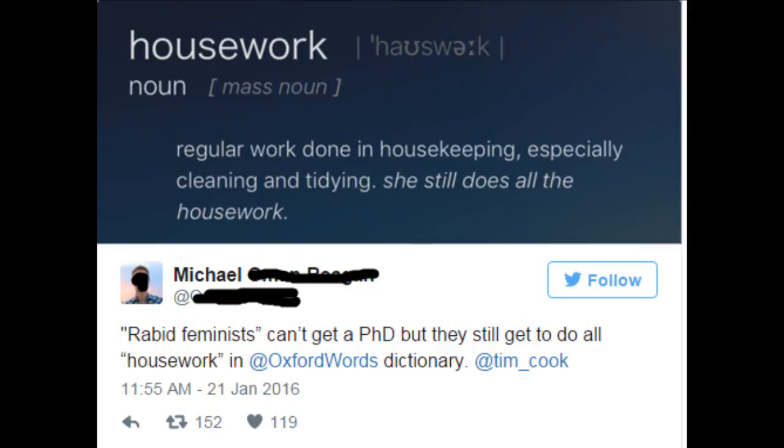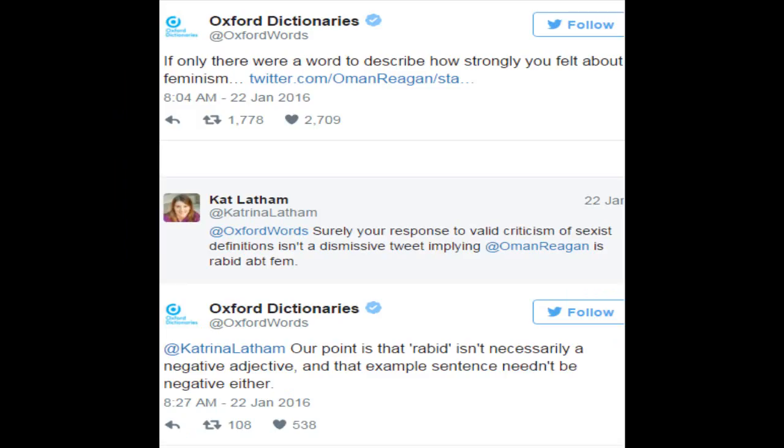Yeah, hopefully. Let's go ahead and take a look at this. Okay, Oxford replied: "If only there were a word to describe how strongly you felt about feminism." I kind of just want to clap Oxford here, because at least they're not like every other company that just immediately submits to their will. Yeah. I mean, this girl's right. Surely your response to valid criticism, well, I don't know how right that part is, did you read her tweet before you said she was right? Yeah, of sexist definitions, isn't a dismissive tweet implying Omen Reagan is a rabid ABT femme?